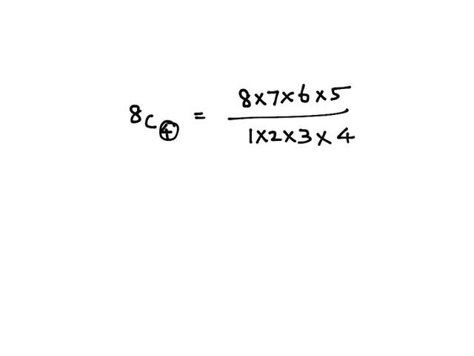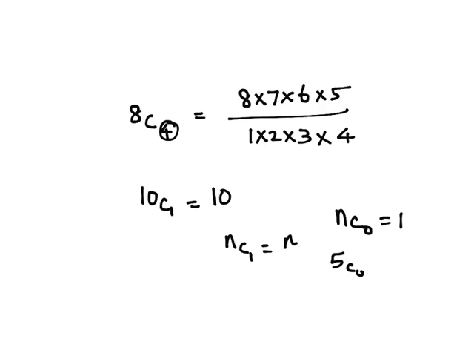Let us take another example. Okay, another thing is, we know 10C1 will always be 10, right? For example, NC1 will always be equal to N. Please keep that in mind. NC1 will be equal to N. And in the same way, NC0 will also be 1. For example, 5C0 will be 1. 6C0 will also be 1. Okay, please keep this in mind.